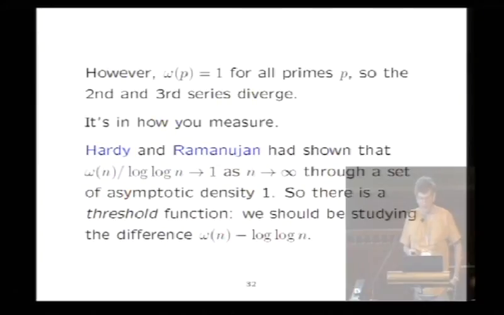Well, what can we say about omega of n? The answer to this is connected to some other talks at the same meeting. There's a threshold function involved with omega of n. This was determined some years earlier by Hardy and Ramanujan. They proved that omega of n divided by log log n tends to 1 on a set of asymptotic density 1. In other words, the set of n where omega of n is less than 1 minus epsilon times log log n has asymptotic density 0. And the set of n where omega of n is greater than 1 plus epsilon times log log n also has asymptotic density 0. For almost all n, omega of n is approximately log log n. All the action is happening there. So what we should be doing is looking at the difference between omega of n and log log n.